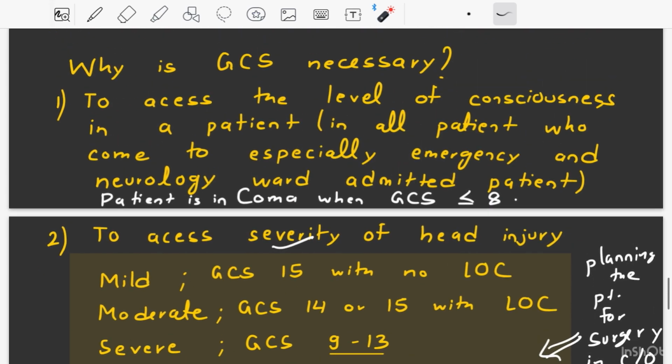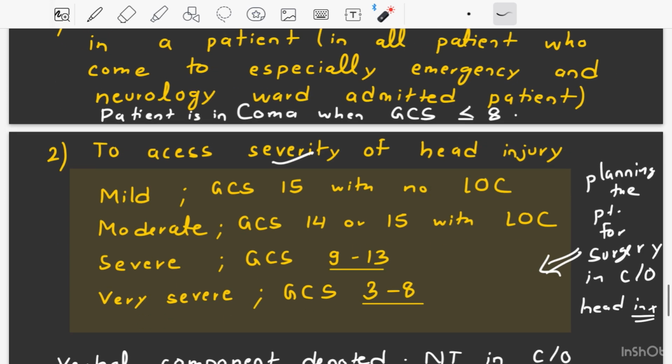All right, I must also tell you guys that a patient in coma will have a GCS score of 8 or less. That is, we refer to the patient as a comatose patient if he or she has a GCS score of less than or equal to 8.